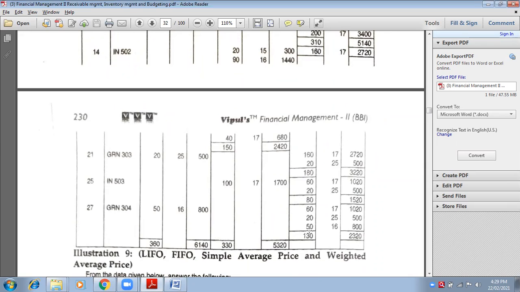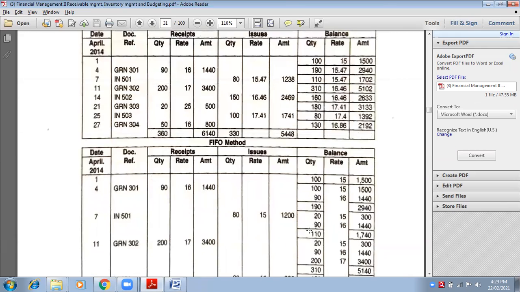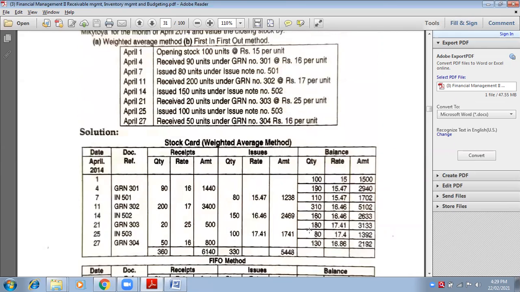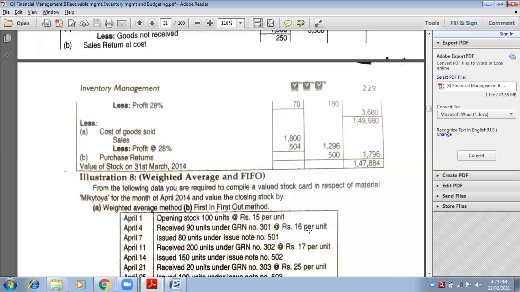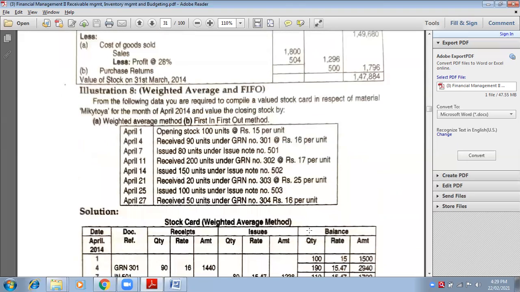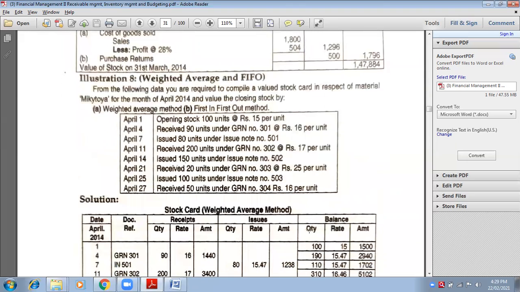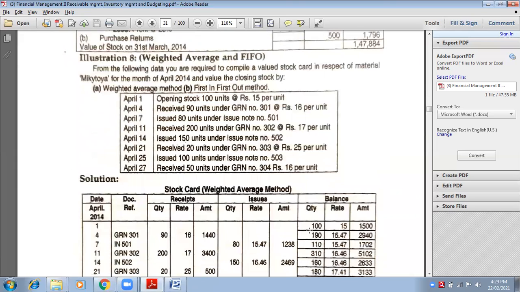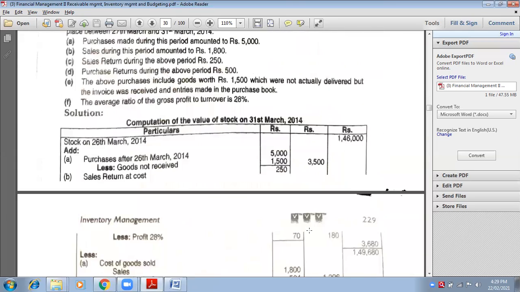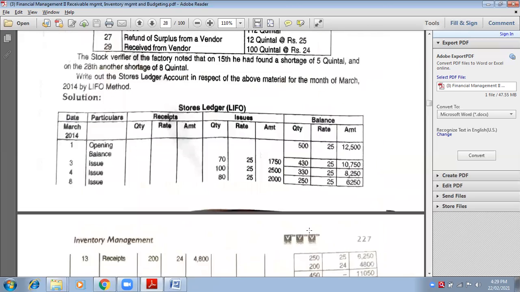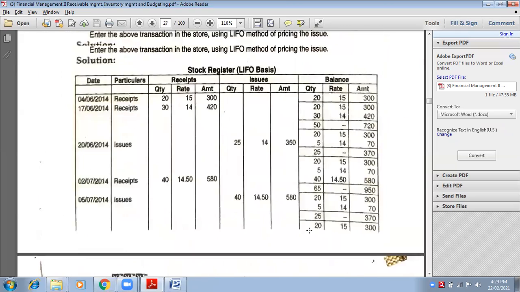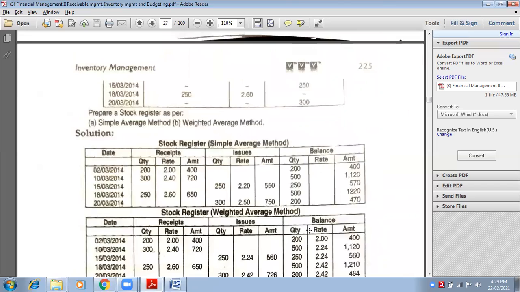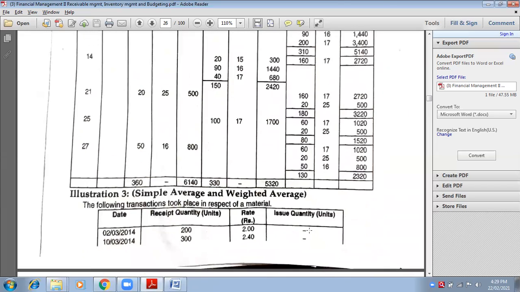Is that okay? Ma'am, the sums, illustration number 2 and 8, are both the same. Which one? I don't get that. Illustration number 8 and 2, the one you have done in the last lecture. Oh, typically the same. Yes, ma'am. So we have repeated the question, right?